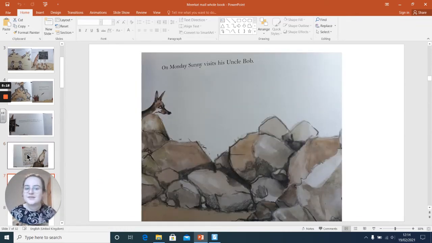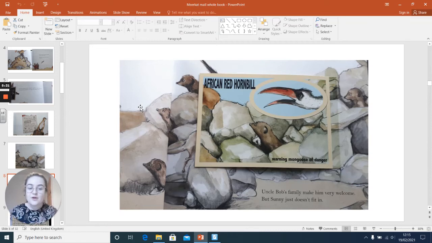On Monday, Sunny visits his Uncle Bob. But look who's there. Oh dear. I wonder what that is. I wonder if it might be a jackal. Uncle Bob's family make him feel very welcome, but Sunny just doesn't fit in.